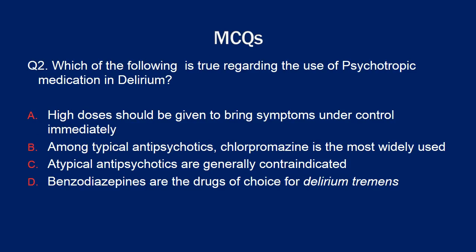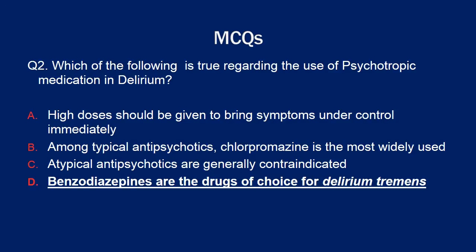Question 2. Which of the following is true regarding the use of psychotropic medication in delirium? So if you want, you can pause, go through the options and choose your choice. And the correct answer is D. Benzodiazepines are the drugs of choice for delirium tremens. Option A is not true because you should not give high doses. Option B is not true because haloperidol is the most widely used typical antipsychotic. And option C is also not true because atypical antipsychotics are not contraindicated, but you should use them judiciously.